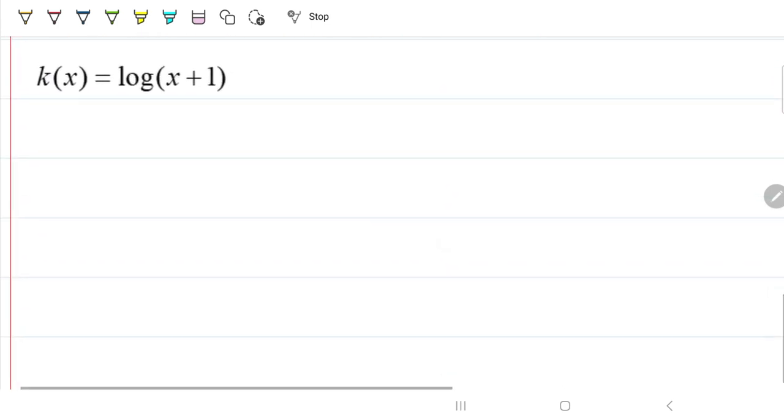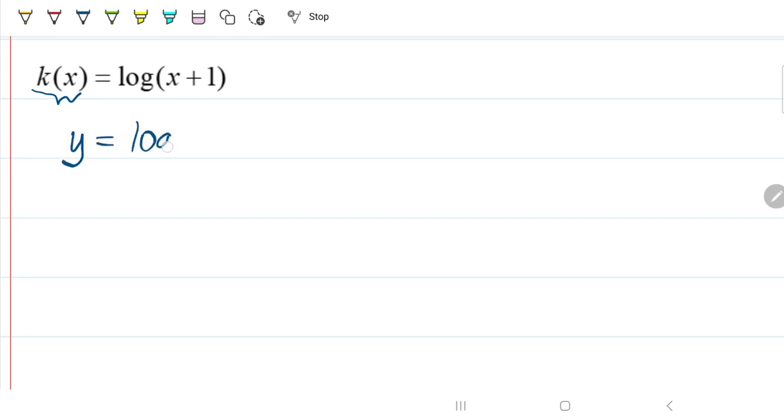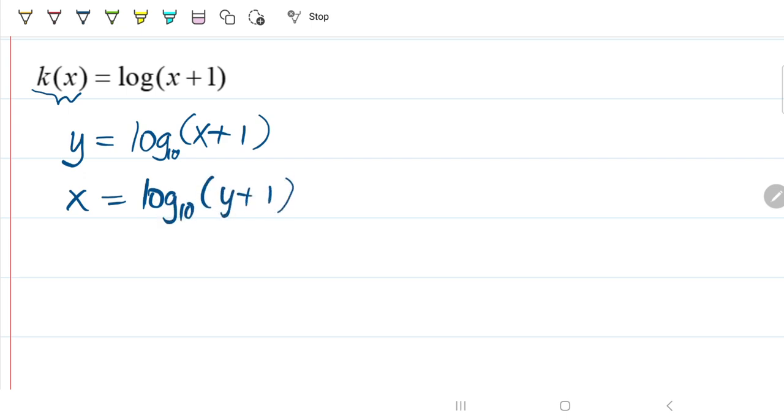And last item, we have k of x is equal to the log of x plus 1. I'm going to change again k of x into y. So y is equal to log of x plus 1. This is a common logarithm, so our base is 10. Okay, so interchange the variables. x is equal to log base 10 of y plus 1.